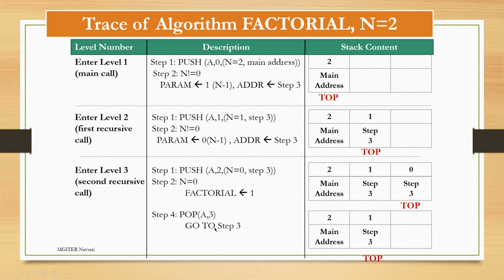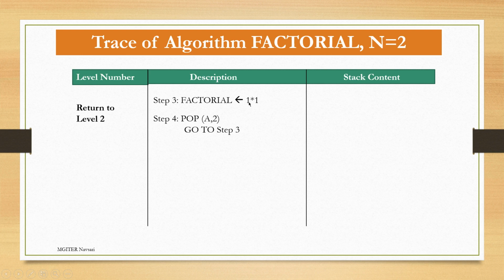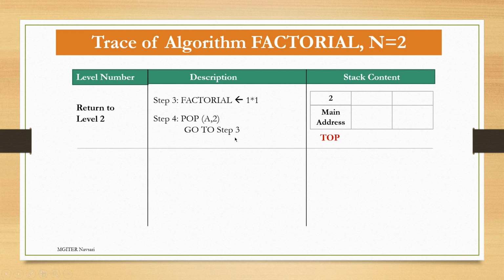So again go to step 3 and check what action we will perform, that is factorial is equal to n into factorial. So the value of n is equal to 1. So 1 into 1, that will be 1. Now the next step is step 4. Again in step 4, pop the element from the stack. So the pop A2 operation is performed and this stack value will be deleted. So our stack looks like this. Then again go to step 3.